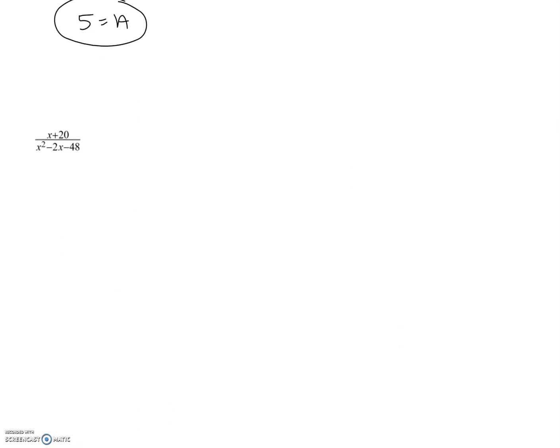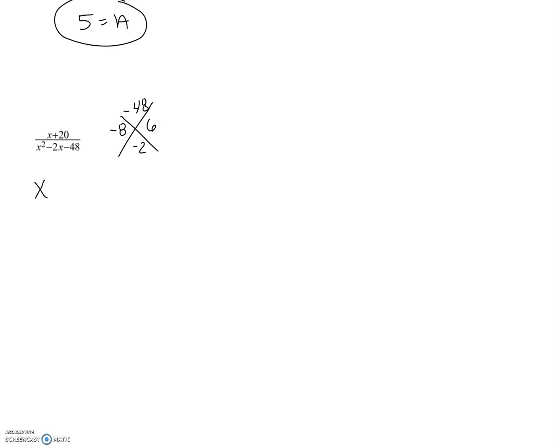Again, I'm going to start by factoring the denominator. So two numbers that multiply to negative 48 and add to negative 2. That's a terrible looking 48. Okay. If you think about those two numbers, those should be negative 8 and positive 6. It's always good just to check your work and make sure, because if you make a small mistake at the very beginning with your factoring, it can throw off the whole problem. So negative 8 times 6 is negative 48. Negative 8 plus 6 is negative 2.